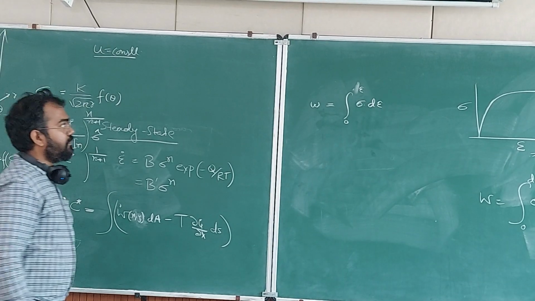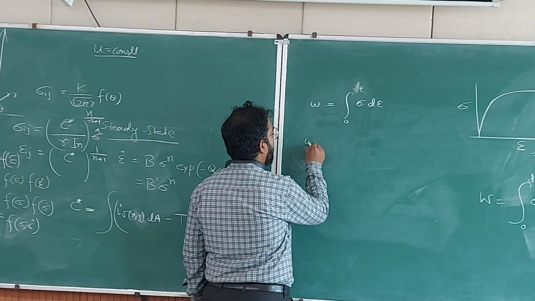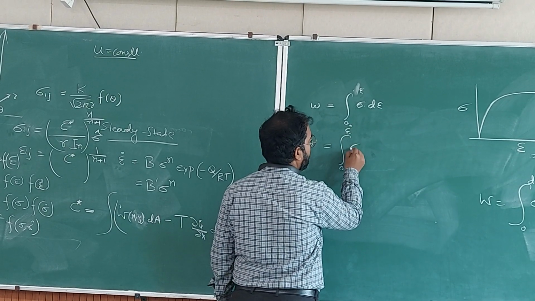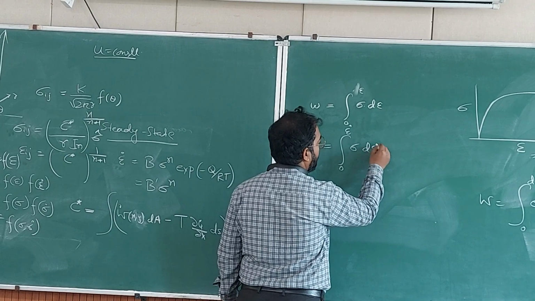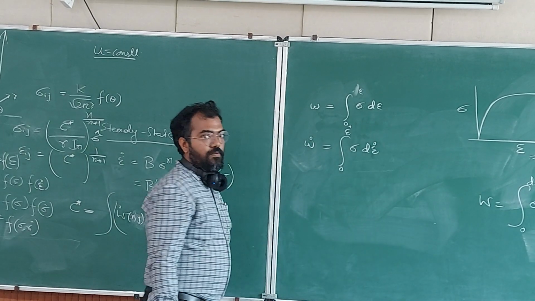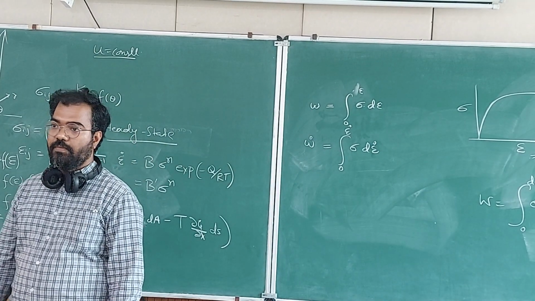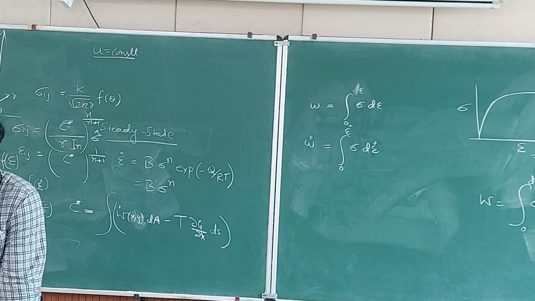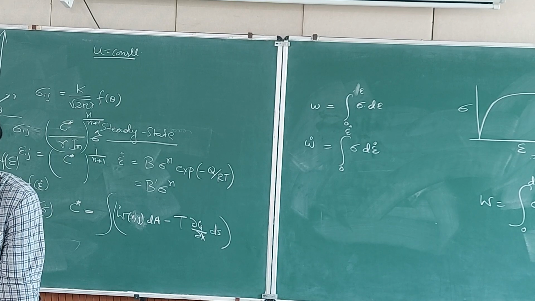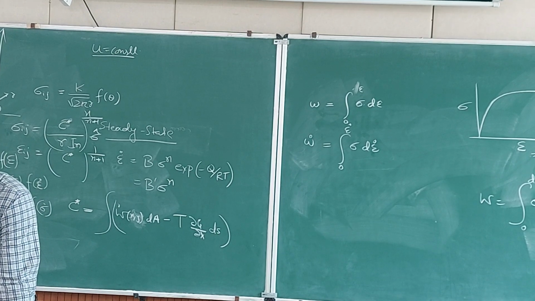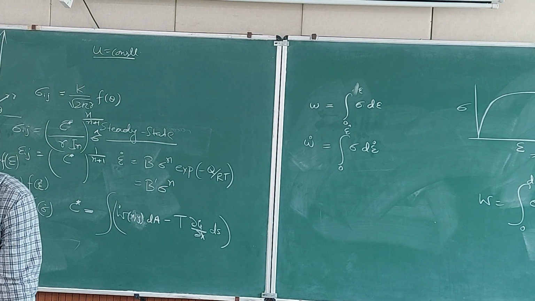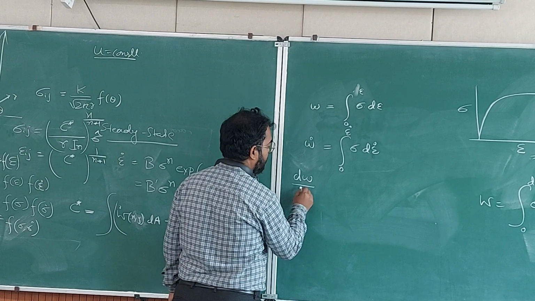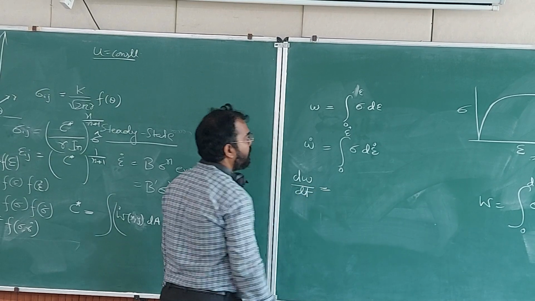Okay. And W dot I have defined as integral from 0 to epsilon dot of sigma d epsilon dot. So what is this? Area between stress and strain rate. That became very easy. So if you find out really dW by dt, what will you get?